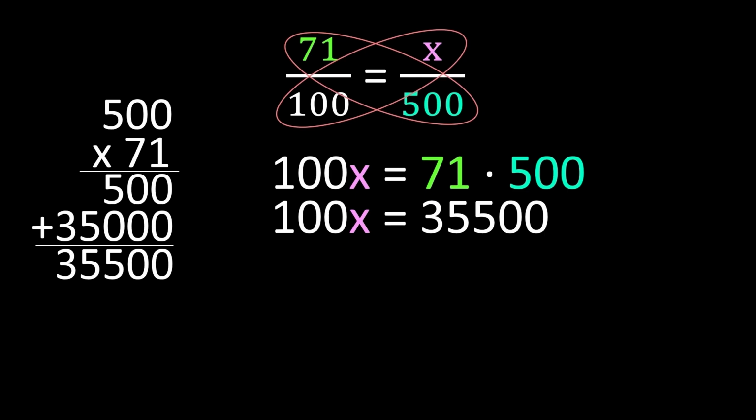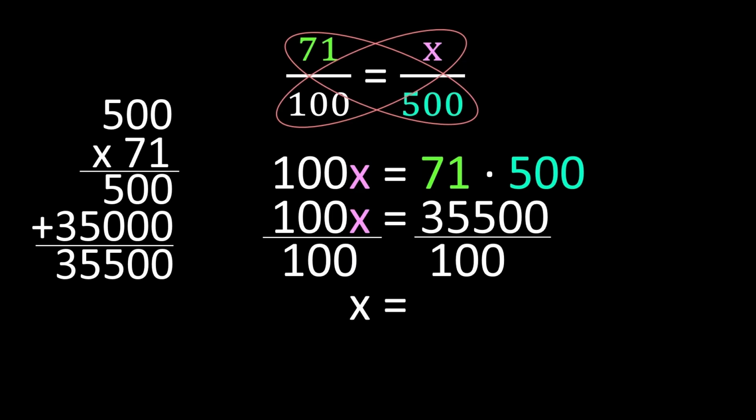This is a one-step equation. To solve for x, we're going to be dividing both sides by 100. So x is equal to 355. The portion of the drive that Nathan has done so far is 355 miles.